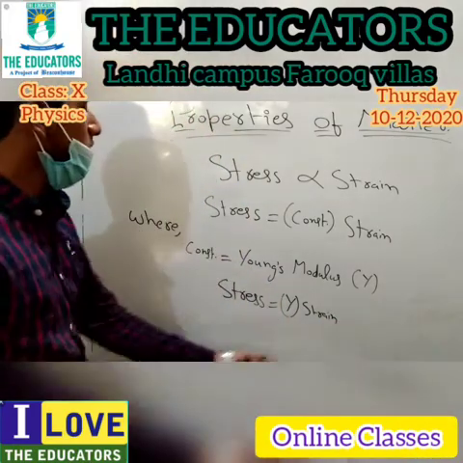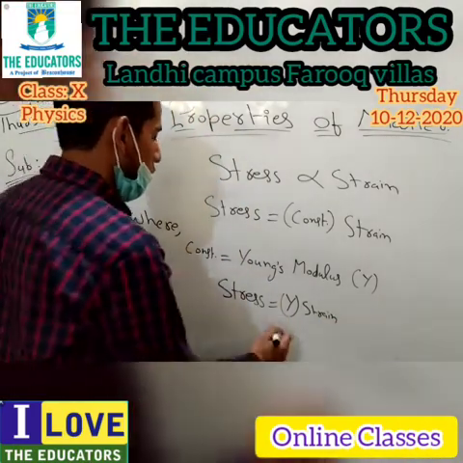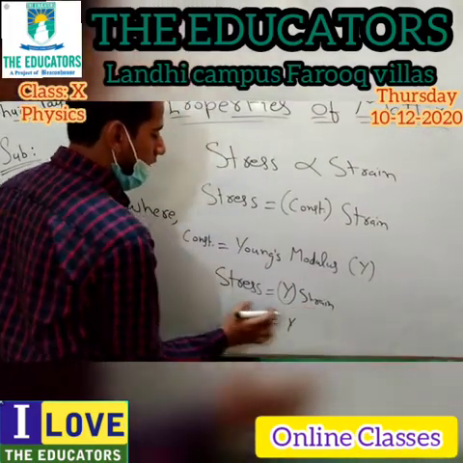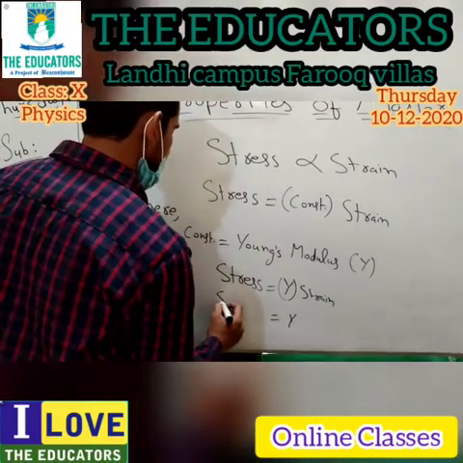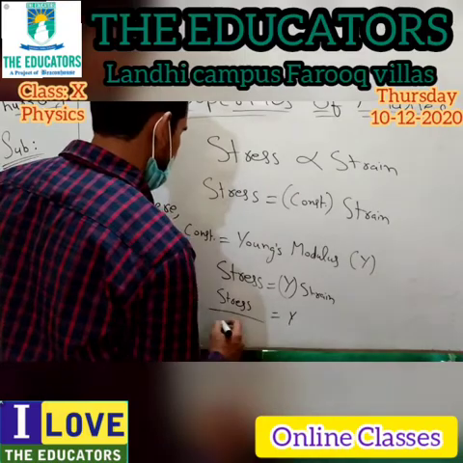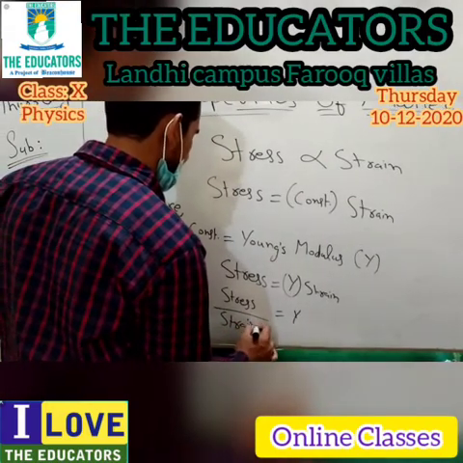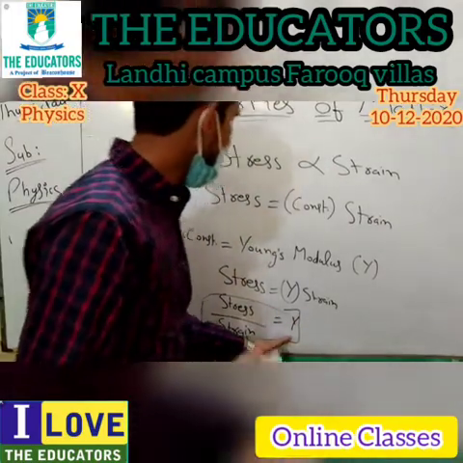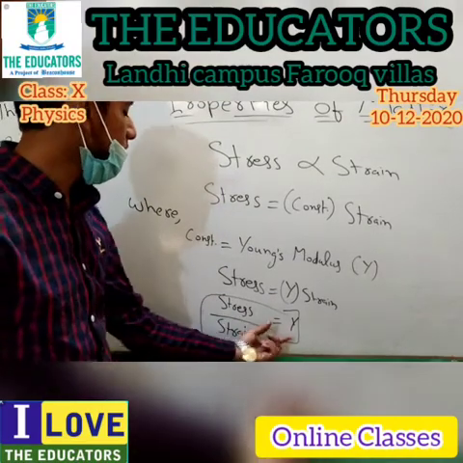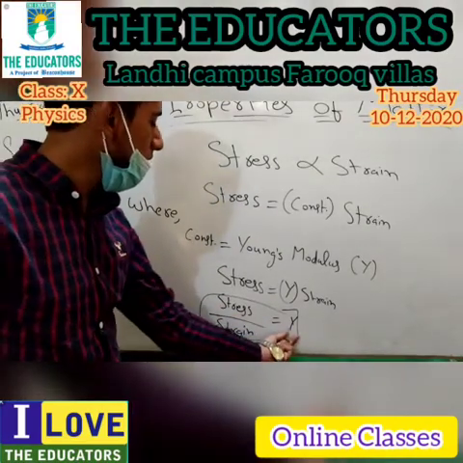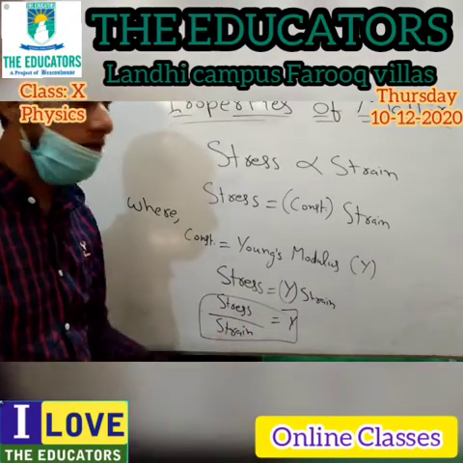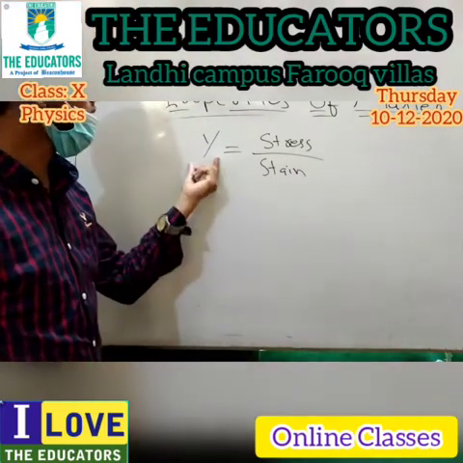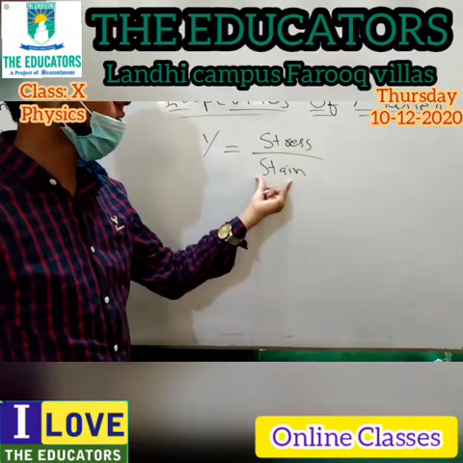If you are interested in finding the expression for Y, Y will simply be equal to stress over strain, since strain is multiplying on the right side, and when it moves to the left side it will divide the stress. So the final expression for Y will be stress over strain. That is Young's modulus. If someone asks you what Young's modulus is, you will simply tell them it's the ratio between stress and strain.